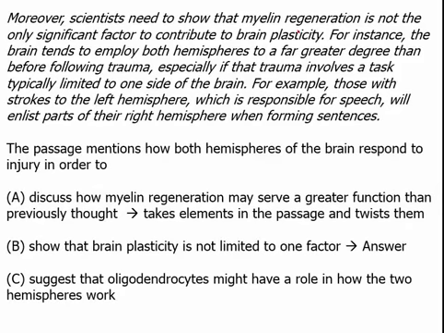Suggest that ODs might have a role in how the two hemispheres work. Now you can see that this is a little tricky because they're throwing in the word OD, or oligodendrocytes, which is very common. But I don't have the relevant text here, but you can go back to another part of the passage and you will actually get information that backs up this answer choice. However, it does not actually answer this specific question the way that answer choice B does. So yes, you can find evidence for C, but it doesn't answer this specific question.